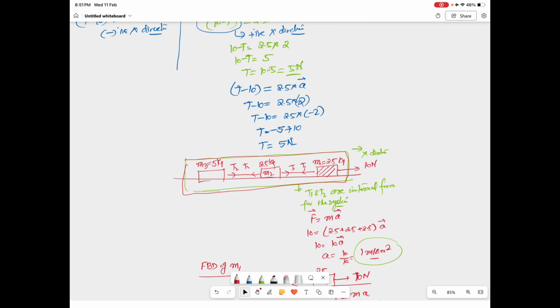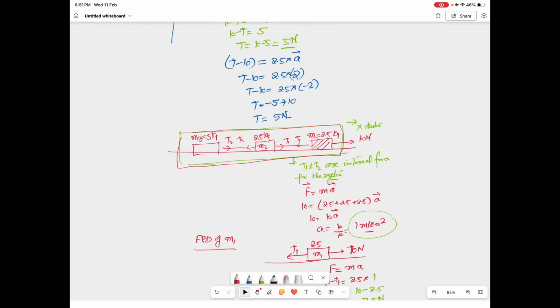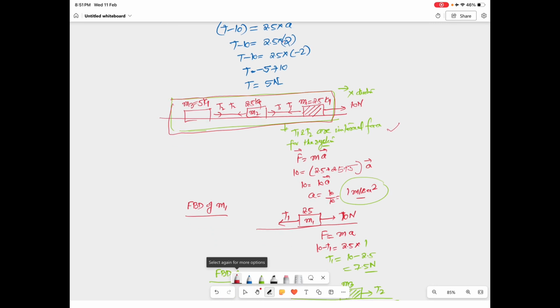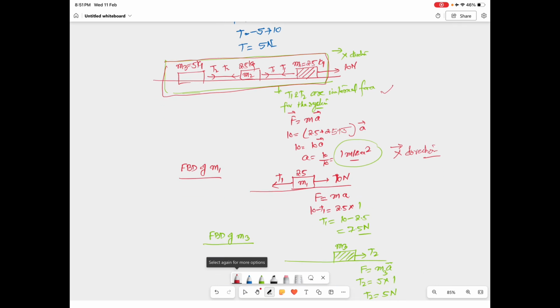So F is equal to m into a. 10 Newton is the external force applied on the system. T1 and T2 are the internal forces I have written here. So 2.5 plus 2.5 plus 5, which is wrongly written here. So this will make it 10a. So 10 is equal to 10a, and a is 1 meter per second square. Again, the acceleration is in the positive x direction.